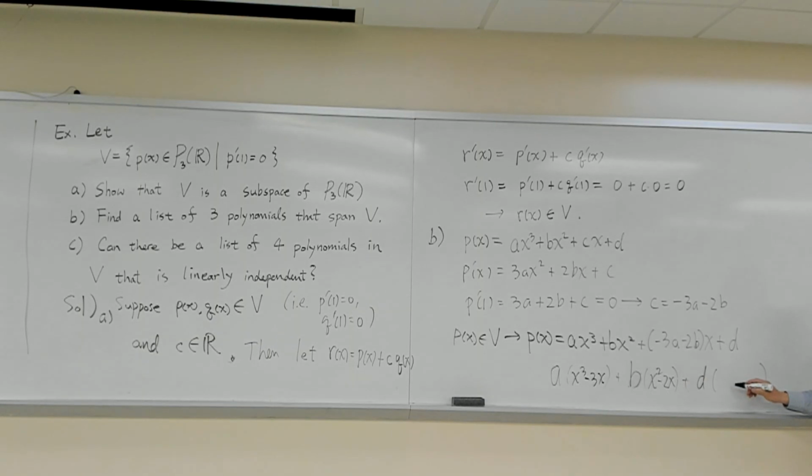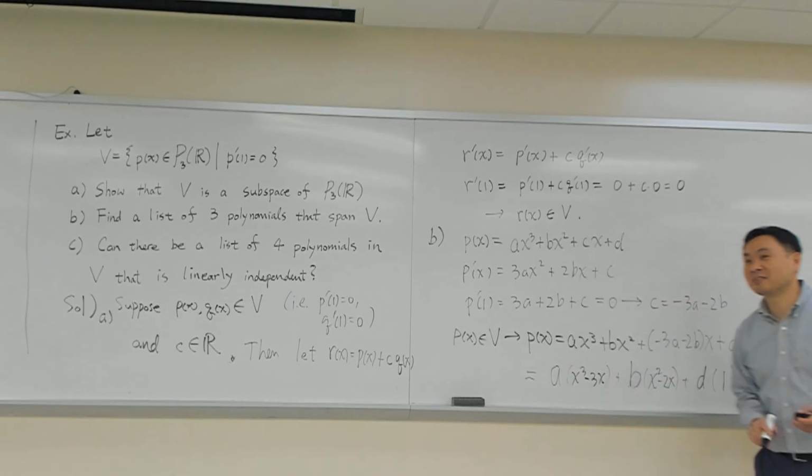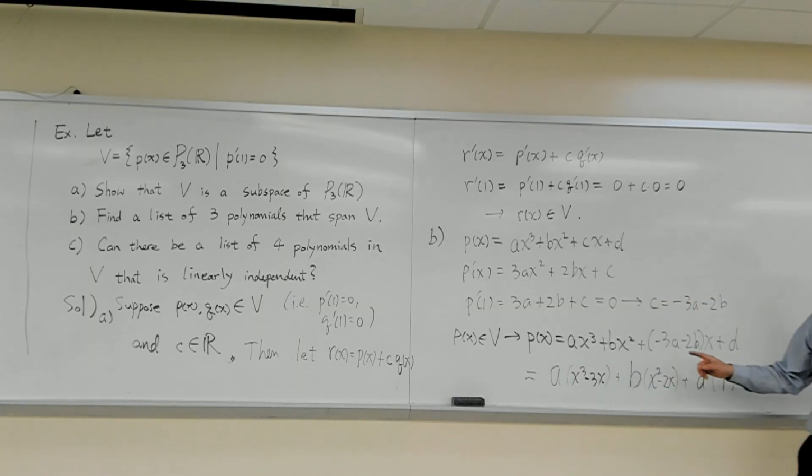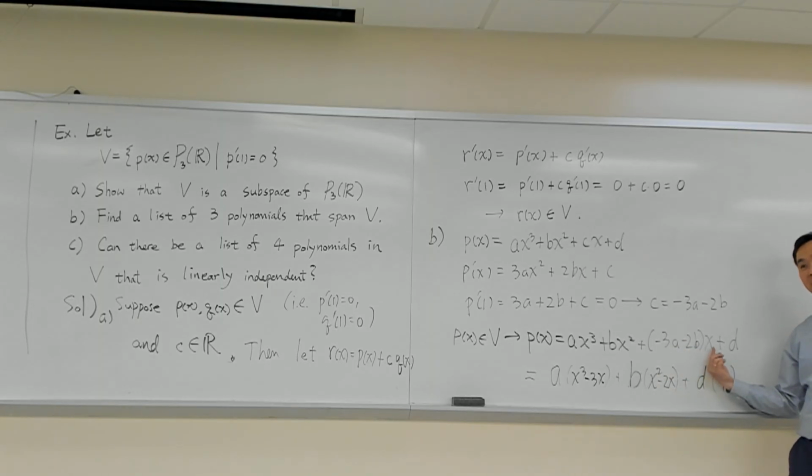D is times... also, times what? 1. Is 1 a polynomial? Yes, it is. Yes, it is. Yeah. Done. Right? Same as that. Okay? You see what we did? I multiplied this out, right?